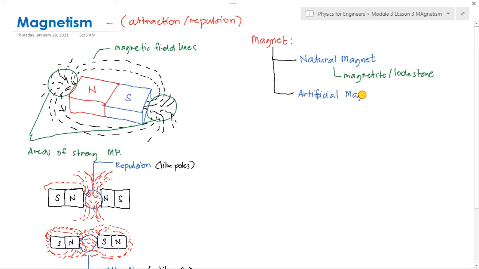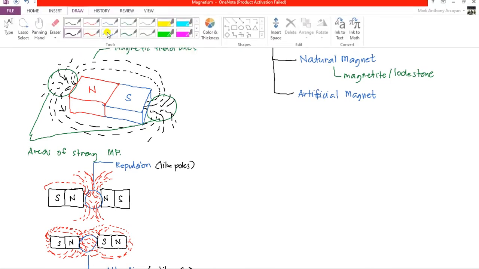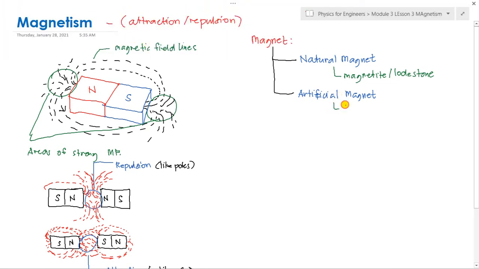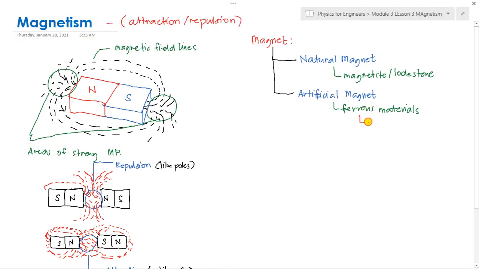Artificial magnet. So artificial magnets are basically ferrous materials. And since they are artificial or synthetic, they are made by humans. There are many ways to synthesize them. The first one is by striking on a permanent magnet.